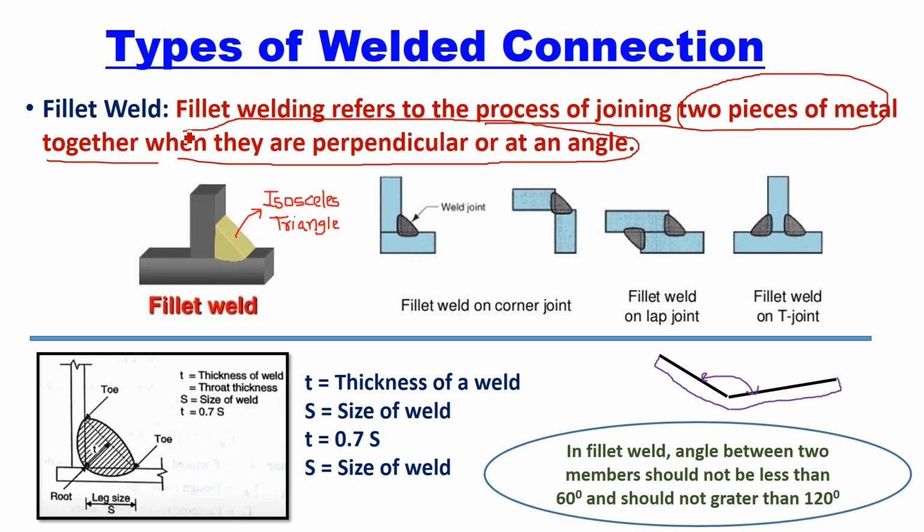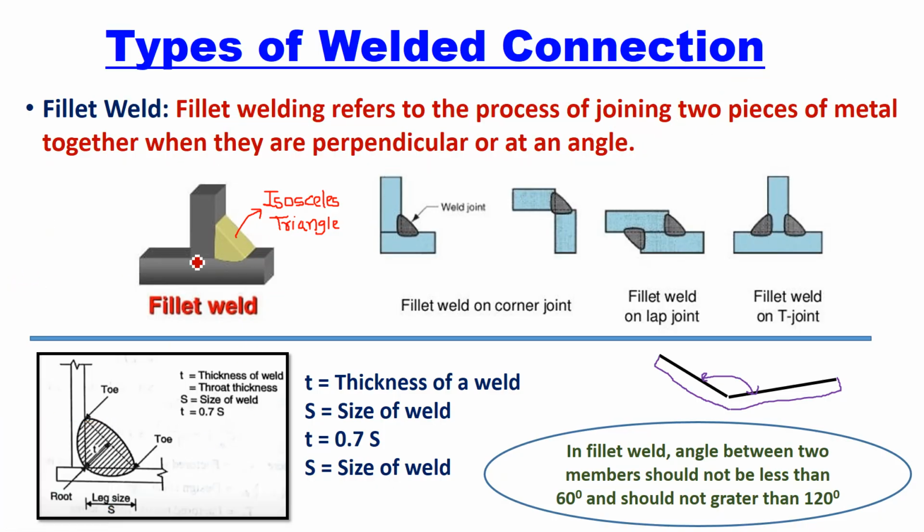Mainly, most of the time, fillet weld is used when two members are perpendicularly, orthogonally connected, that is, perpendicular to each other. If you look at this example, a few examples are shown here.